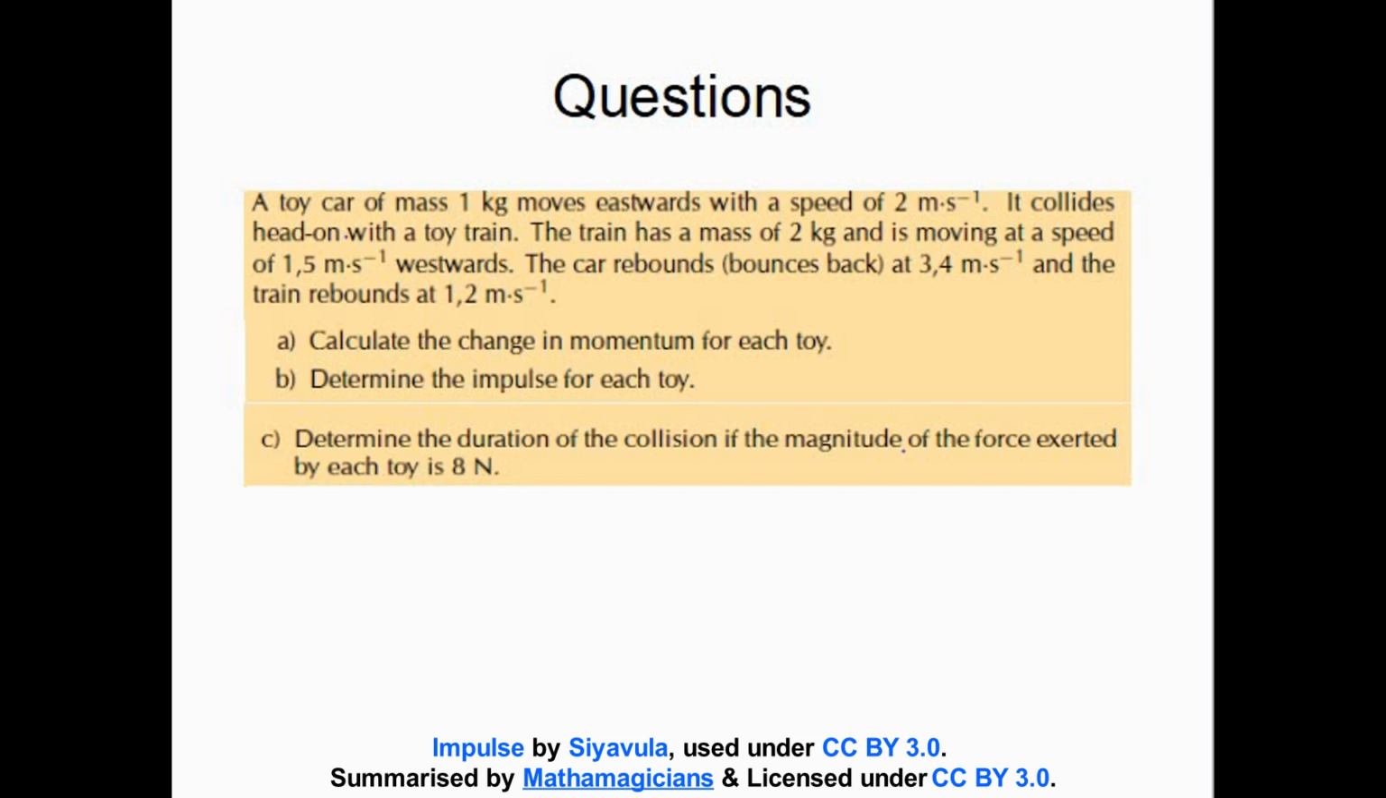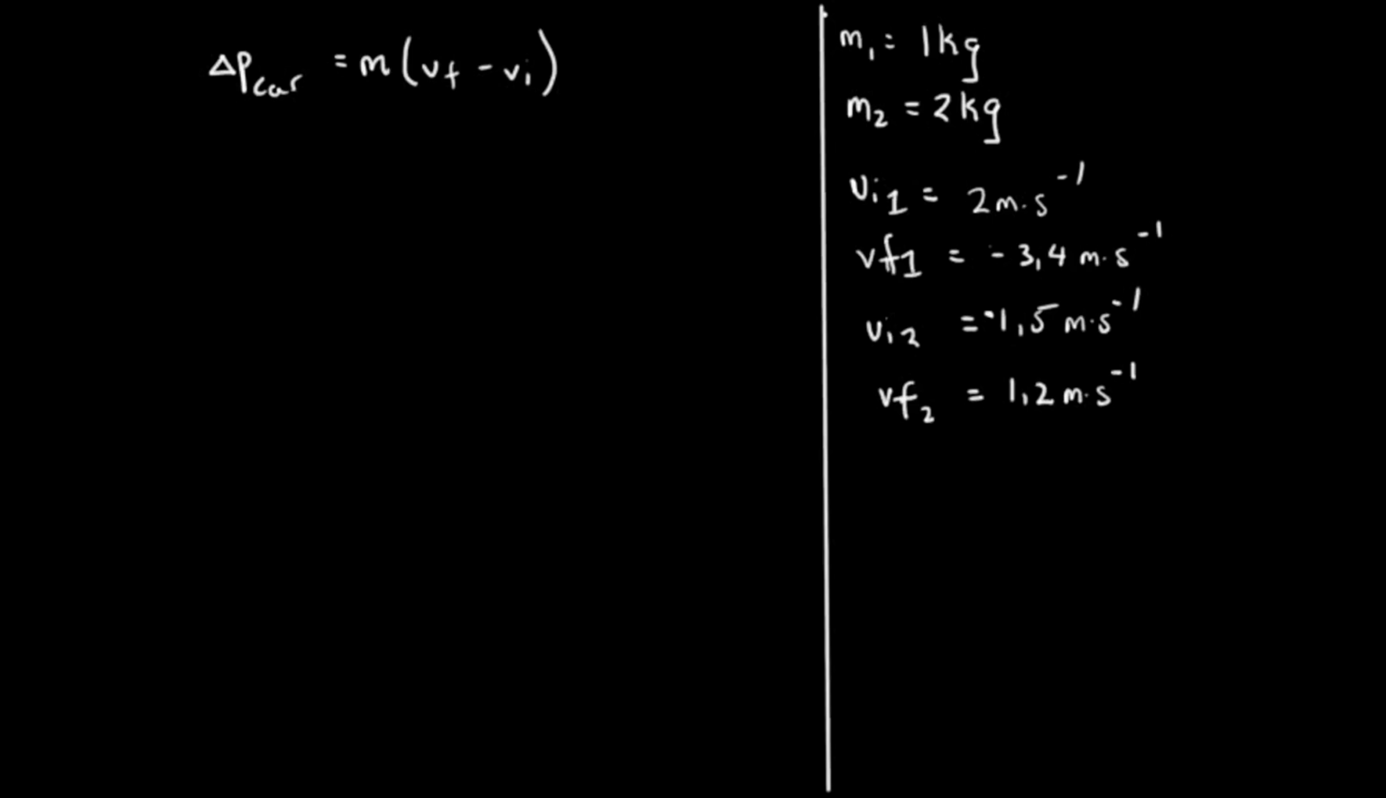Now, first things first, in step 1, we always analyze what we've been given. Over here, I've already done that for you. I've denoted m1 and m2, m1 being the mass of the car, 1 kilogram, and m2 being the mass of the train, which is 2 kilograms. I have denoted vi and vf of the car.